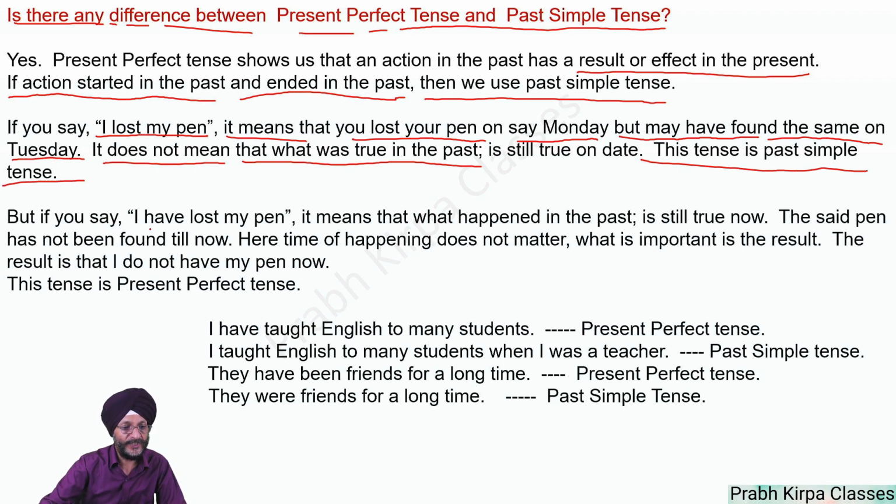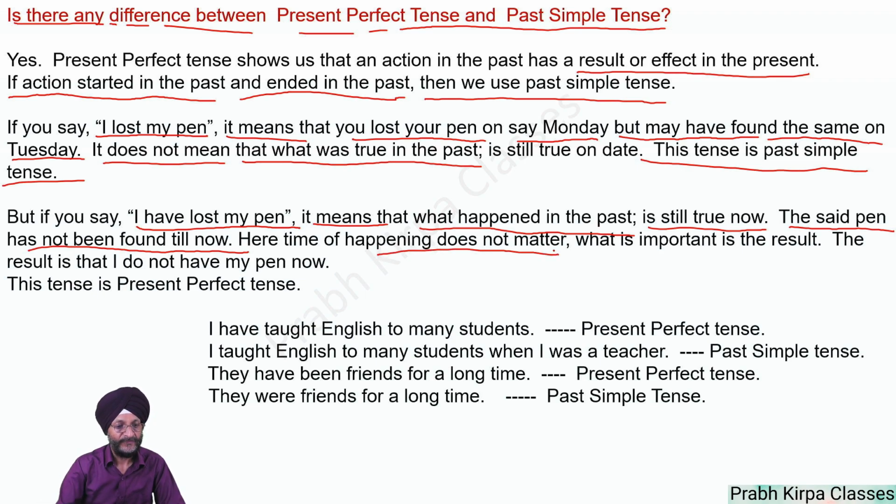So when a sentence may not be true in the present, we use past simple tense. But when you say I have lost my pen, it means that what happened in the past is still true now. That is, the said pen has not been found until now. I am not having that pen now. Here, the time of happening is not important. That is, when you lost your pen is not important.